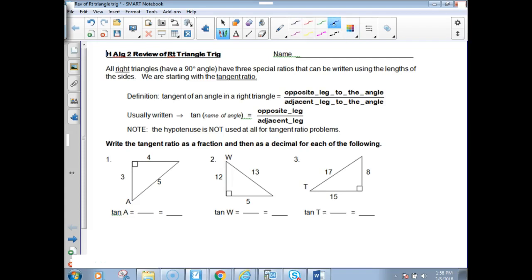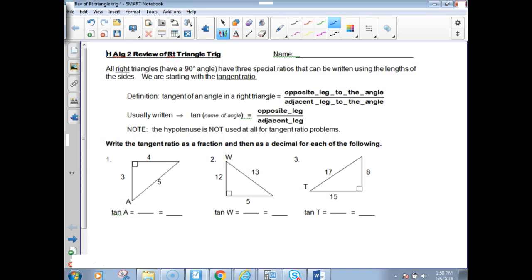Okay, you guys already reminded me that you remember a lot about right triangle trig. So hopefully you remember that all right triangles have a 90-degree angle, and the three special ratios can be written using the lengths of the sides. We're going to start with the tangent ratio.